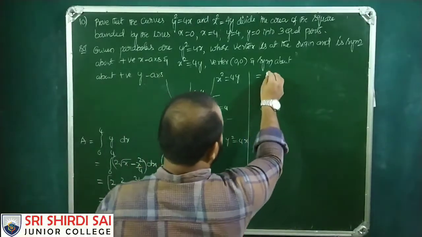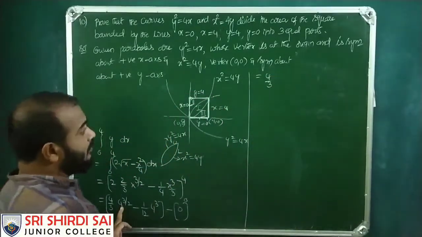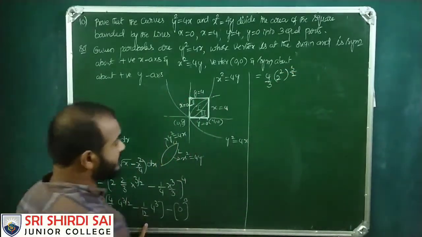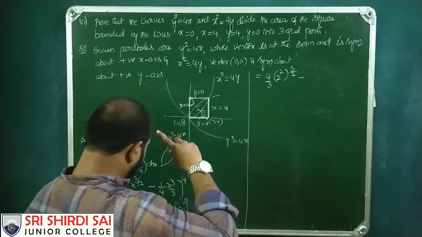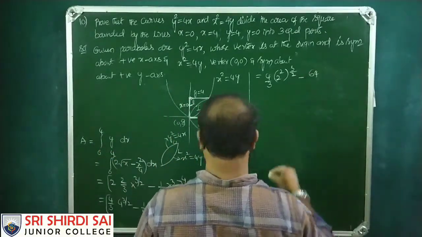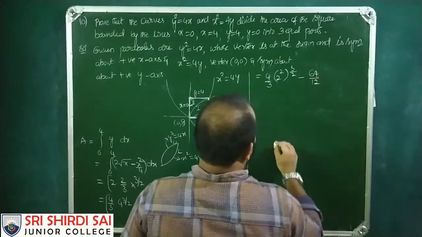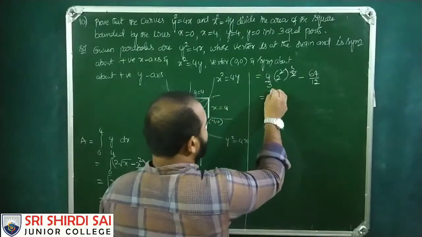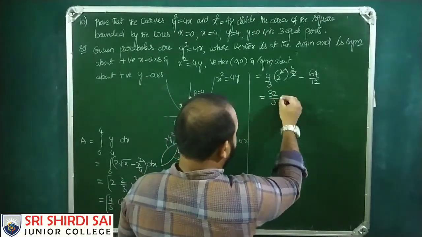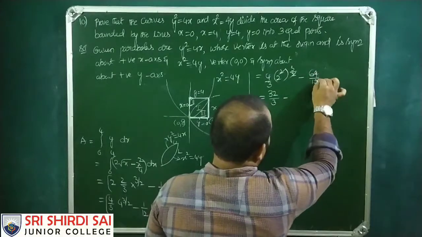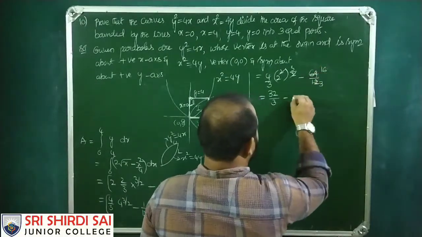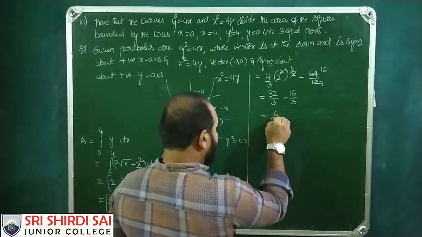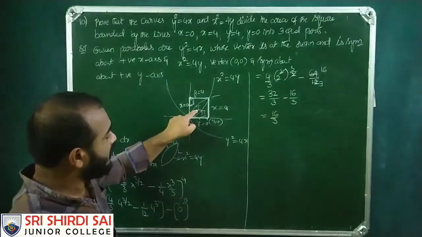Therefore, this will be 4 by 3, 4 is 2 square whole power 3 by 2, minus 4 cube is 64 by 12. Square root gets cancelled. 2 cube is 8, 8 4s are 32 by 3, minus 64, 4 3s are 12, 4 16s are 16 by 3. So 32 minus 16 by 3 which is 16 by 3. So this is equals to 16 by 3, we get that.